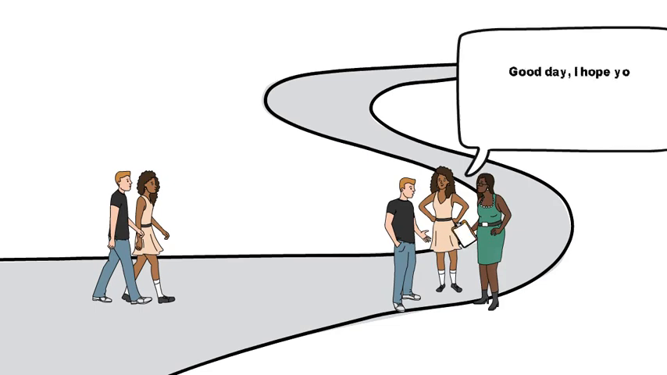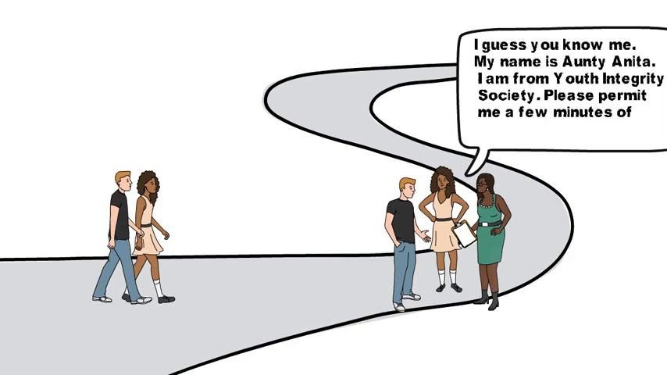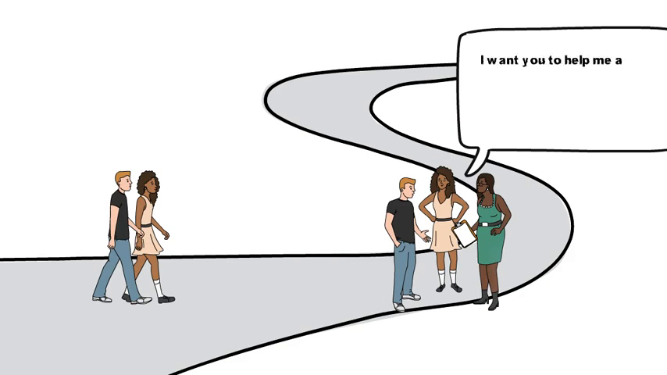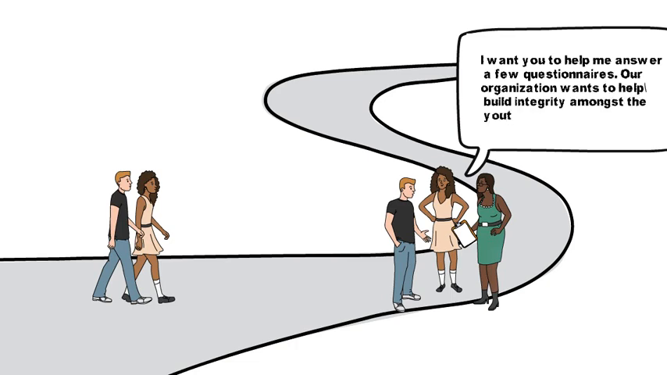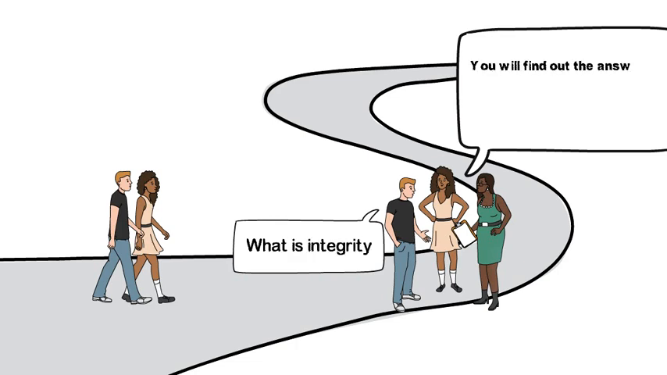Good day. I hope you are doing well. Yes, we are well. I guess you know me. My name is Auntie Anita. I am from Youth Integrity Society. Please permit me a few minutes of your time. I want you to help me answer a few questionnaires. Our organization wants to help build integrity amongst the youth in this community. What is integrity? You will find out the answers to your questions when we are done with the questionnaires. I will start with you.